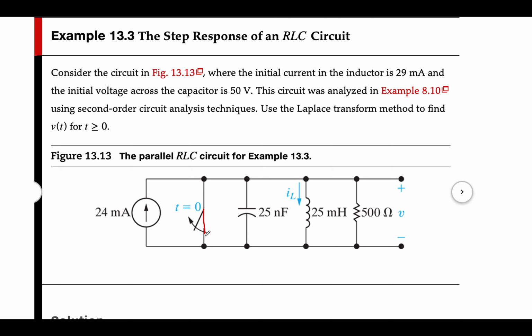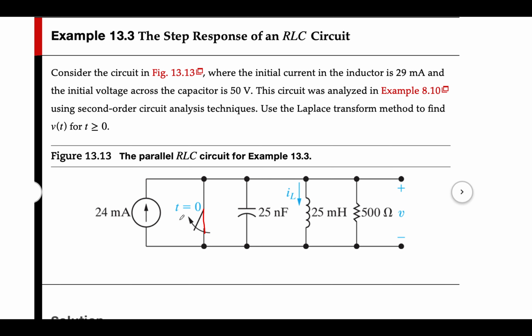We're also given that an initial condition across the capacitor is 50 volts, and an initial current in the inductor is 29 amps. This is kind of a weird problem, but we'll just take their word for it. And so then the switch opens at t equals 0.